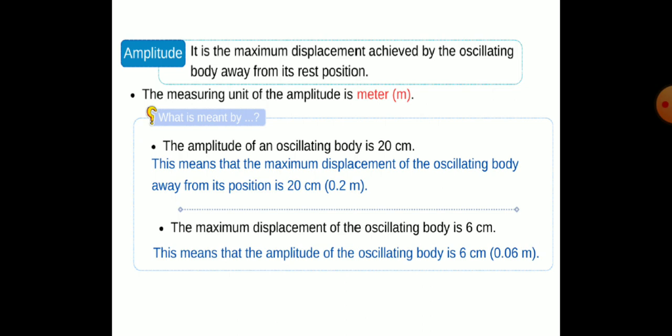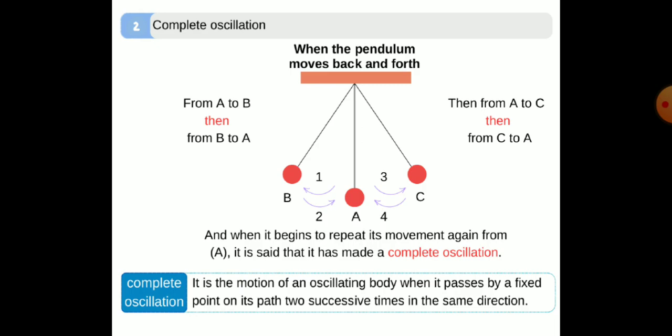So we will put the scientific term. This means that the amplitude of the oscillating body is 6 centimeter or 0.06 meter. Perfect. So now we're going to talk about the complete oscillation.